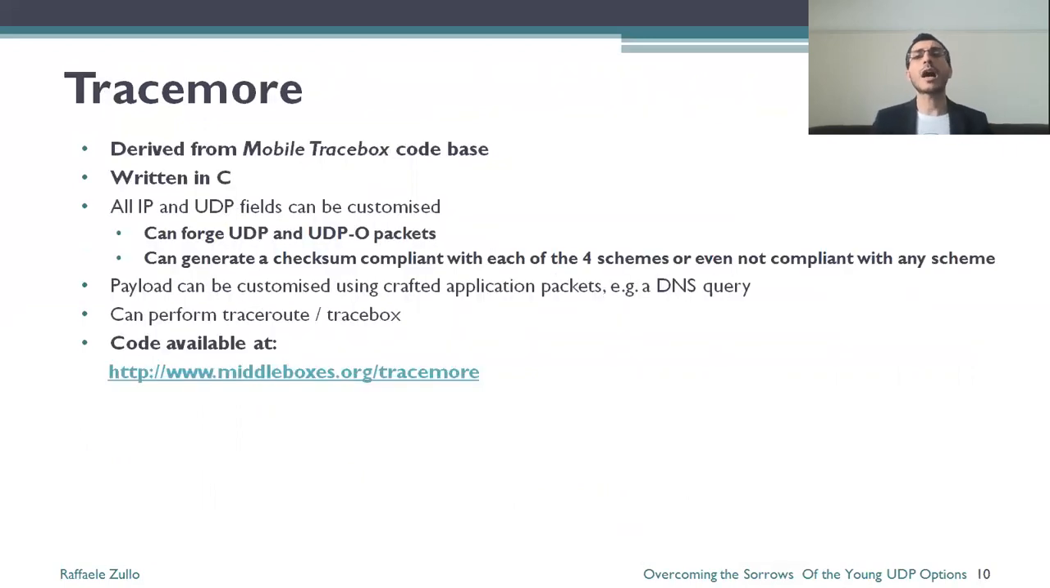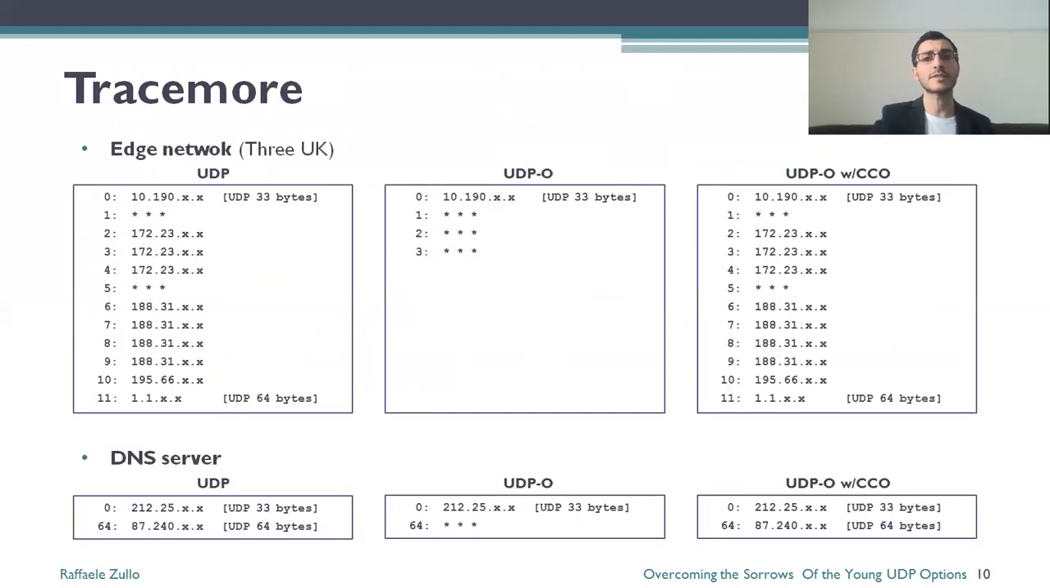To understand if our option can actually help UDP options, and more generally, if UDP options can be deployed, we developed a TraceMore derived from mobile TraceBox, and this can basically generate UDP options packets with the 4 different checksums we have described, and it can use real application payloads, so we can interact with real UDP servers. We have released the code at this address, and we can see 2 examples of what we can do with TraceMore. The first is a traceroute analysis of a mobile network.